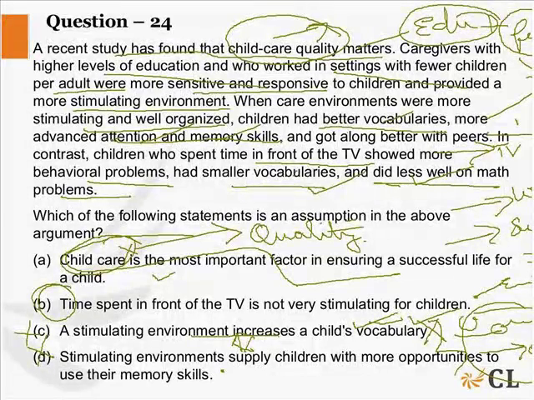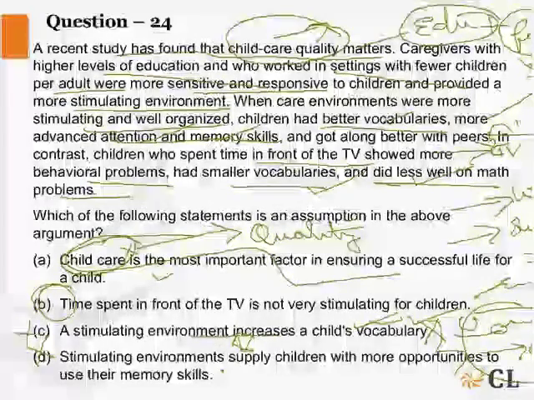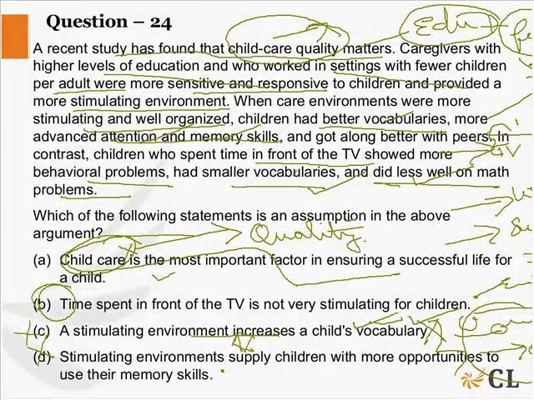And moreover, if you look at the argument, the author is critical. See, the author is appreciative about stimulating environment and the author is critical about television, right? So he's coming up with a conclusion. What is the conclusion? Conclusion is, a recent study has found that child care quality matters. This is the conclusion. And he's just giving supporting facts in the form of stimulating child care, facts in the form of spending TV.